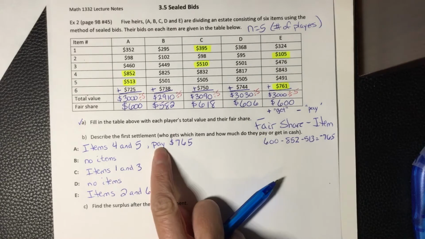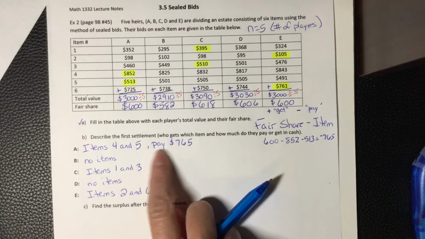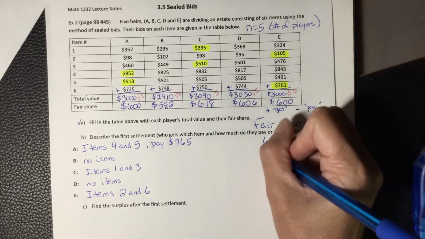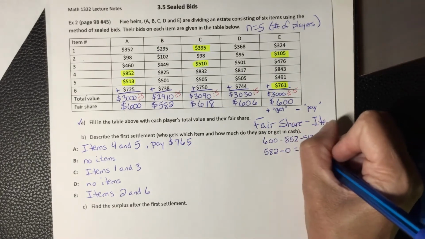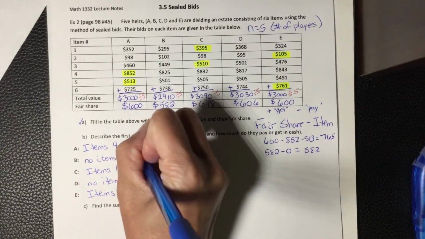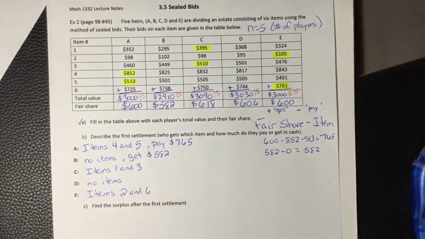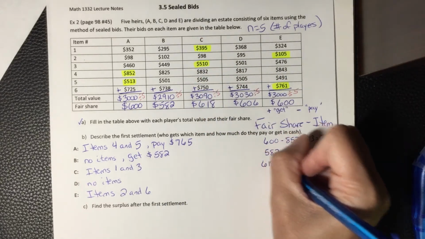So they are going to pay $765. And I do want you to use the term pay or get. Don't just put the negative. You do need to put down whether they're paying money or whether they're getting money. All right, now for person B, their fair share is $582, and they don't have any items. So they are just going to get $582. And that makes sense. They should get money if they didn't get any items. All right, so player 3, their fair share is $618.